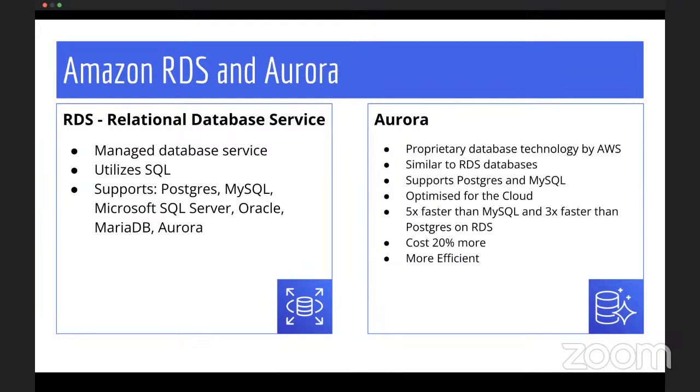It is also managed as well. Now, it only supports two types of database. You can see there, while the RDS has support for Postgres, MySQL, Microsoft SQL, Oracle, MariaDB, and Aurora also, Aurora only has support for Postgres and MySQL.